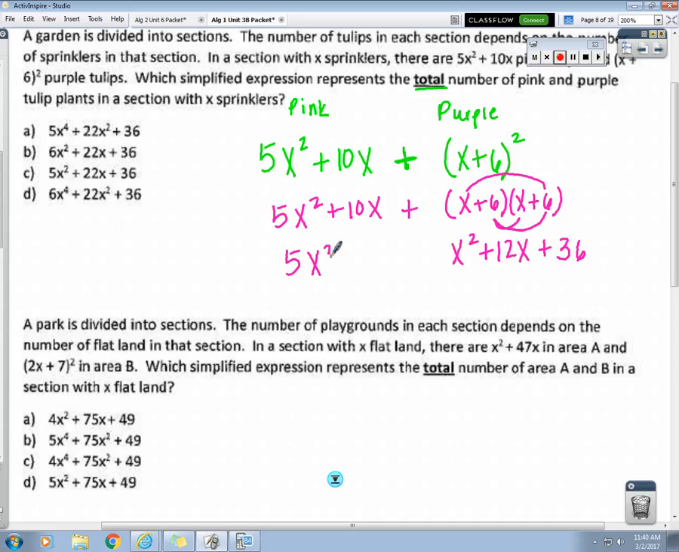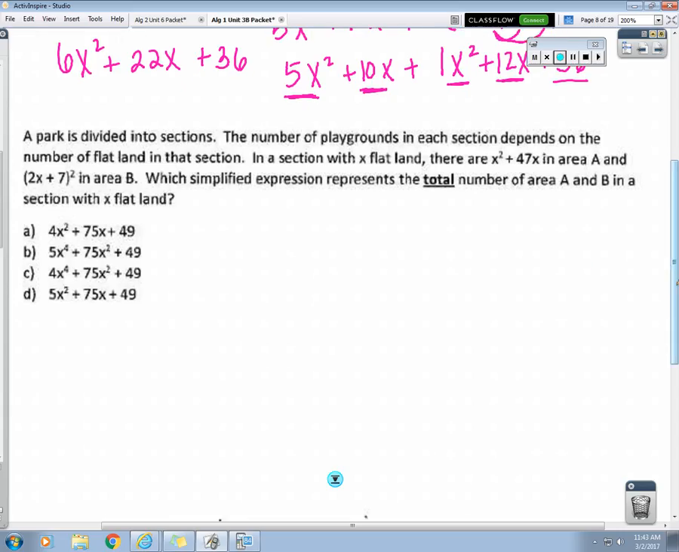Now I can just combine it with like terms from over here. So what's a like term with 5x squared? X squared. So how many is that? 6x squared. Because that's like a 1, so 5 plus 1 is 6. What can be combined with 10x? So that would make how many x's? Right? And then plus 36 is the only constant, so that matches up with which choice? B. Right.